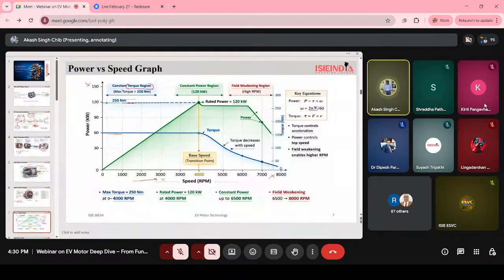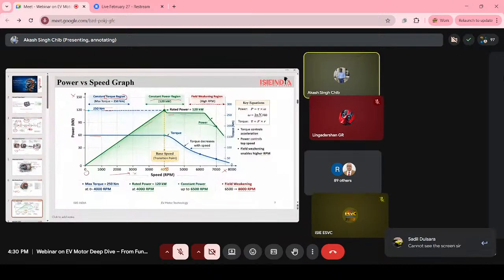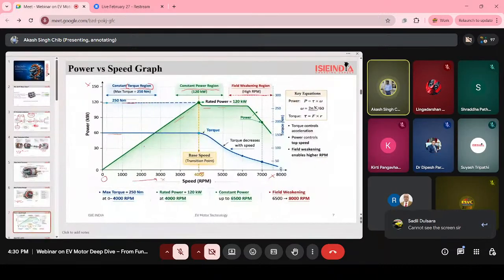So here you can see the blue line shows the constant torque region. Then the green line is showing the constant power region. This shows the constant power region. Then comes the field weakening region. Here from 0 to 4000 RPM, torque is constant. We are getting 250 Newton meter of torque, which is constant. In this region, the motor gives us the maximum pulling power.